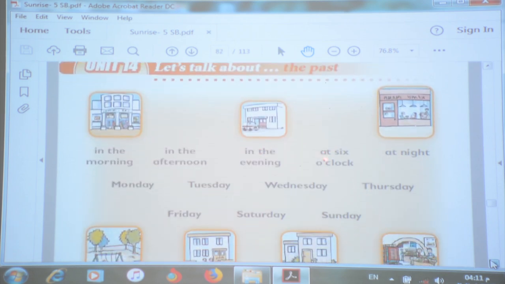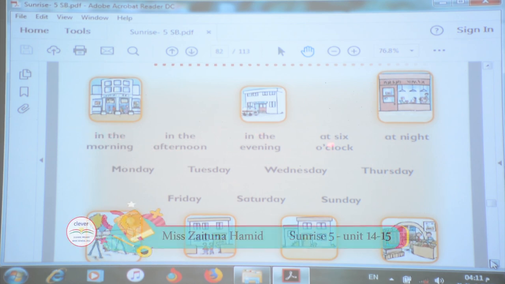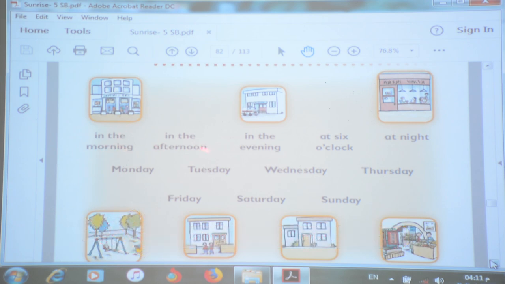Look at talk about the past, unit 14. Look here. There are some words and there are some prepositions. There's in the morning. If we have morning, afternoon, evening, which prepositions should we use? We should use in the morning, in the afternoon. Don't forget. Look well. In the evening. Okay? Morning, afternoon, evening, you should use in.